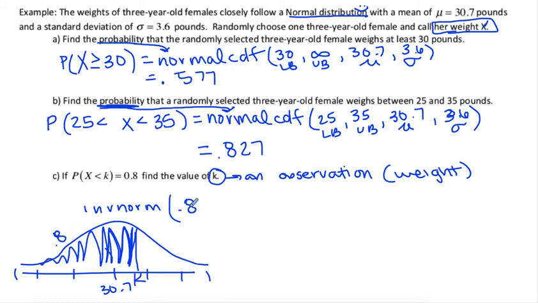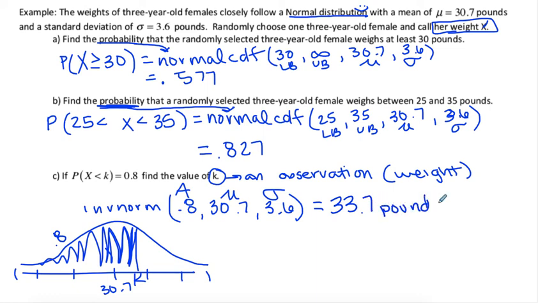There's some observation that all the weights less than this observation equals 80%, 0.8. So that's 0.8, and then I have my mean and standard deviation to help me calculate this. So here's my area, here's my mean, here's my standard deviation. And when I calculate that for my K value, I get 33.7 pounds. And so this is where we would have some value here, 33.7, that says, okay, what's the proportion, what's the probability, what's the percent of observations of weights that are less than 33.7 would be 80%. So that kind of checks off our conclusion there.